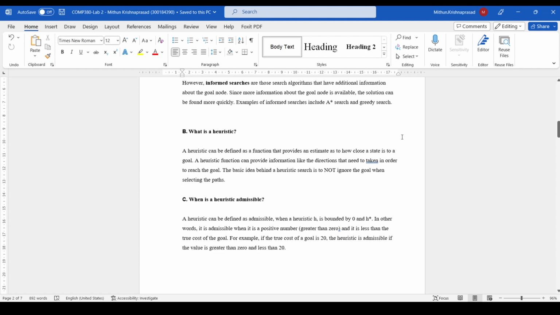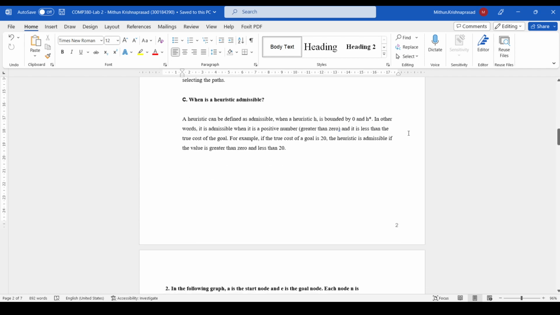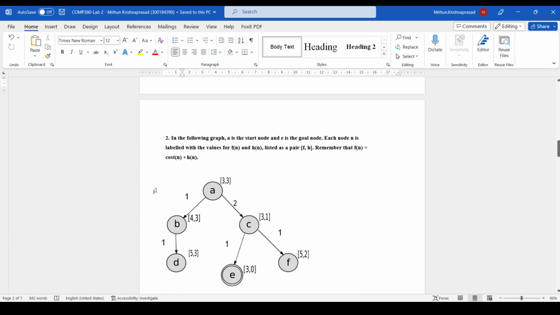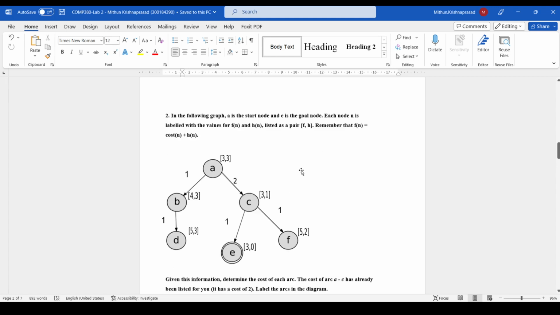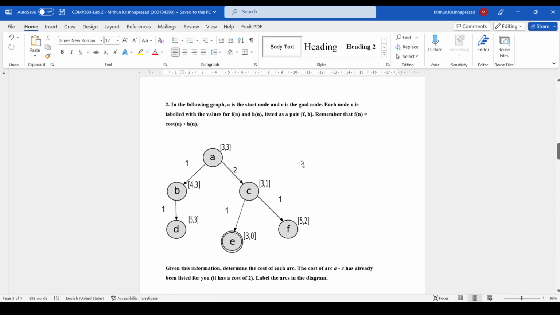A heuristic is admissible when the value is greater than zero, as in it has to be positive, but it should not exceed the true cost. So essentially, it just has to stay within that gap, and as long as it does, it is admissible. So I'm just going to go over the graph that was given to us, and this is where most of the explanation will take place.